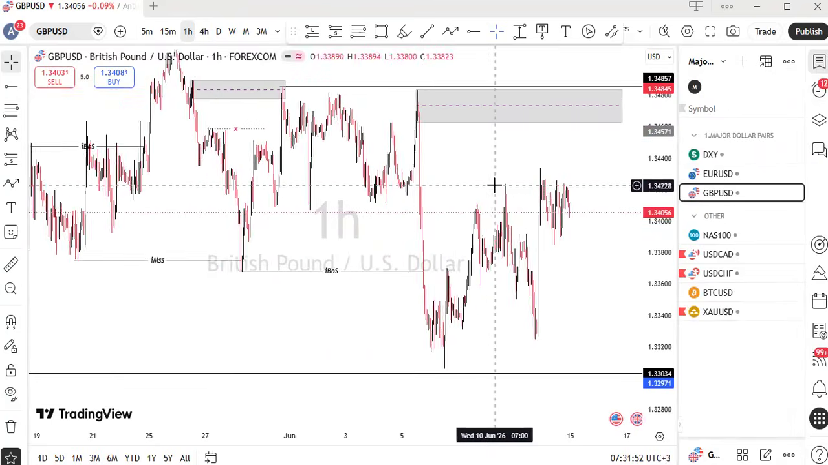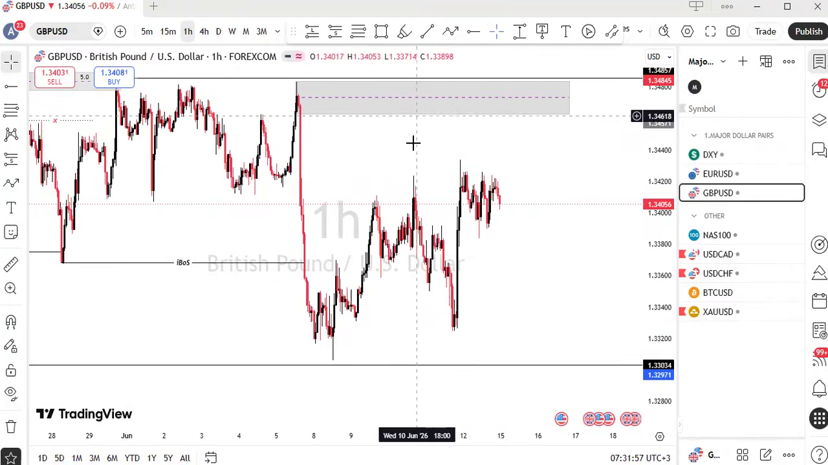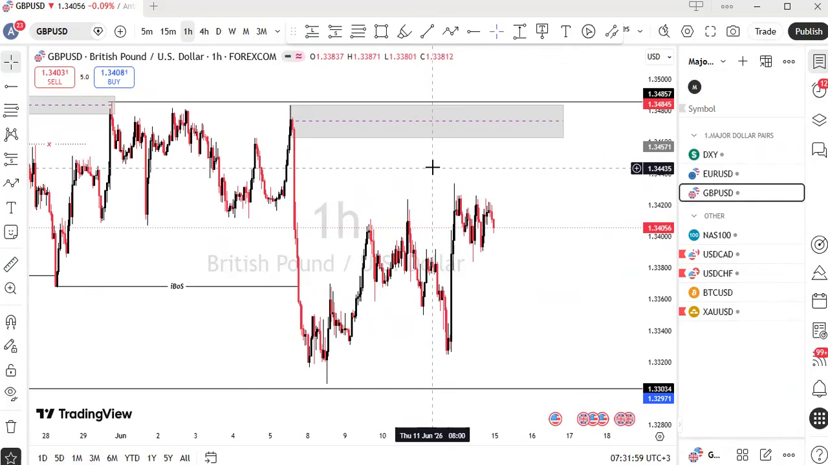So that is it with the GBP USD. I don't know what you think about this. You can also tell me in the comment section what is your bias on GU.